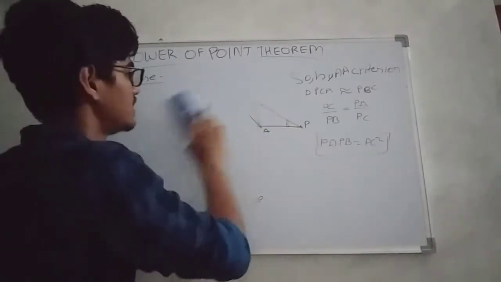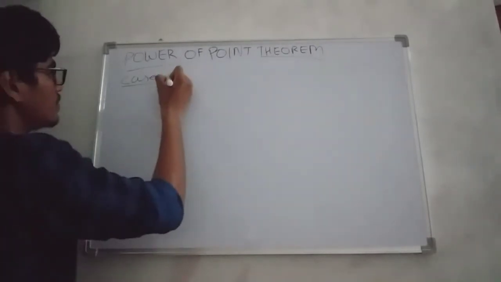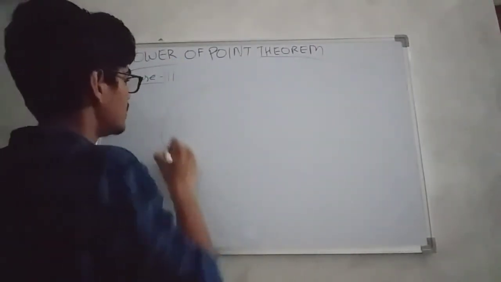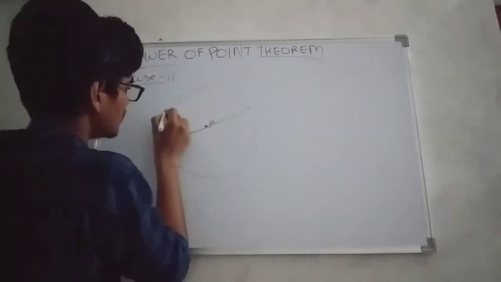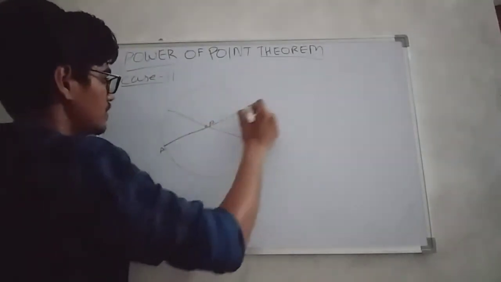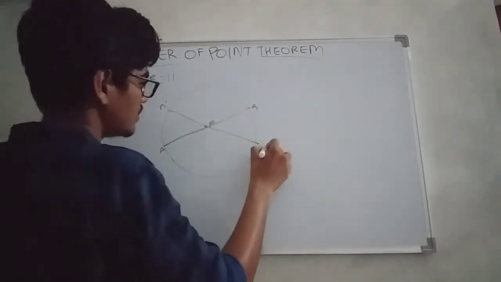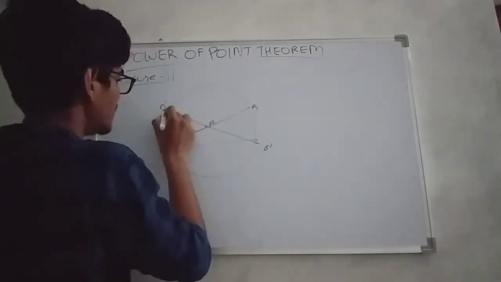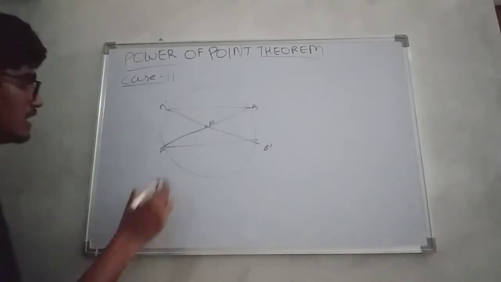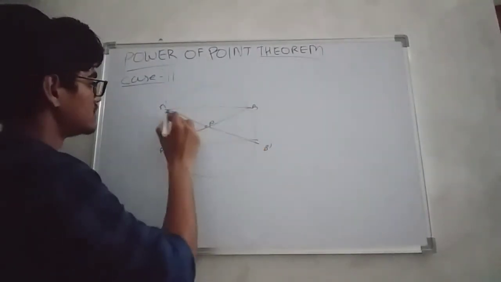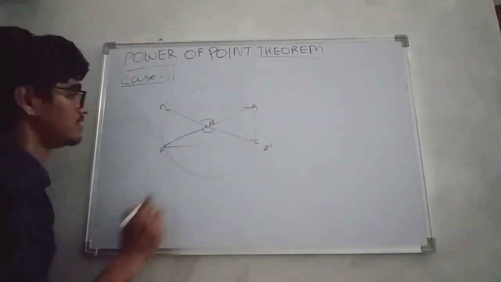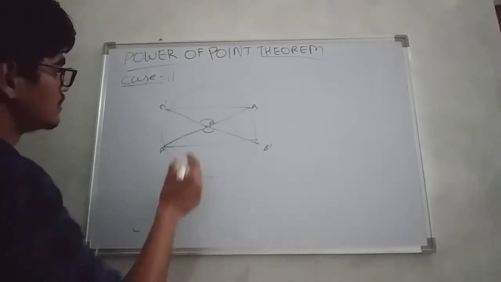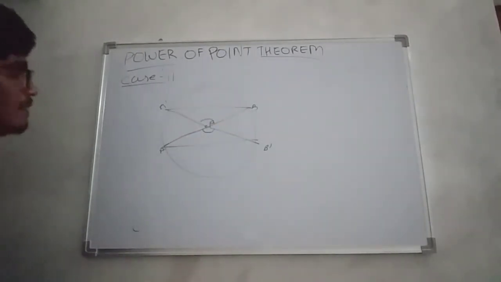Now I want to explain case 3. In case 3, consider a circle. The point P is internal such that two secants are drawn to it, AB and A dash B dash. Join AB dash and A dash B dash. There are two triangles, PAB dash and PA dash B. These two angles are equal because they are vertically opposite angles.